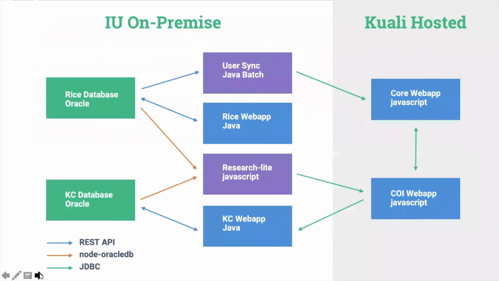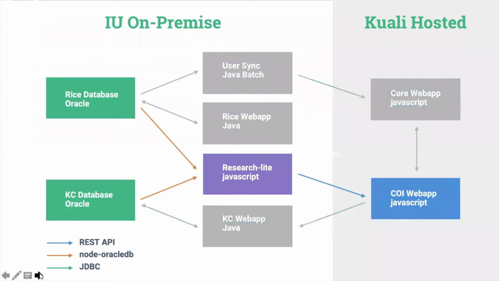The next data stream, if you jump ahead one more, is the Research Lite application. This allows our local KC and Rice databases to talk to the hosted COIC via this application. Research Lite was provided by Kuali Co. It was customized a little bit by IU in order to get it up and running within our Docker environment. But for the most part, it's exactly what Kuali Co provided to us. It's constantly running. It's basically acting as a middleman.